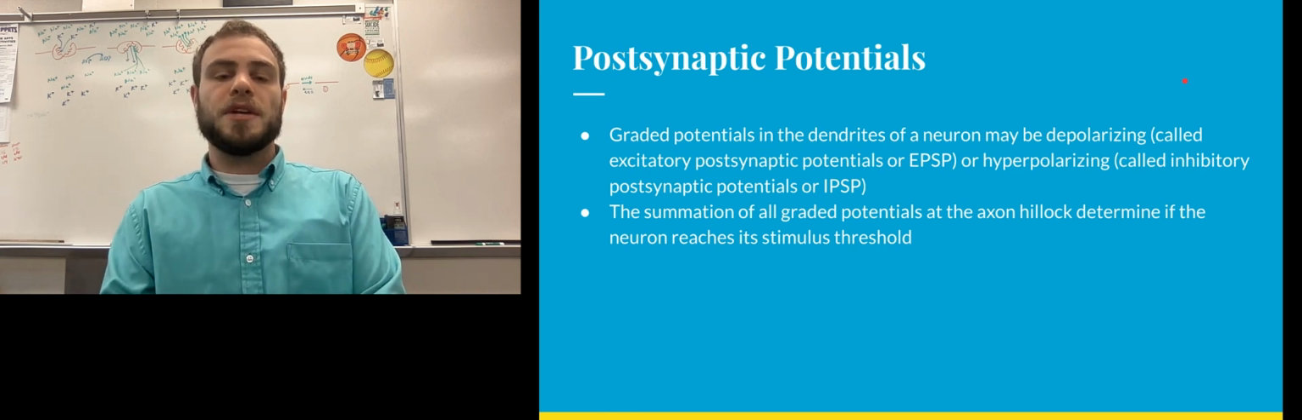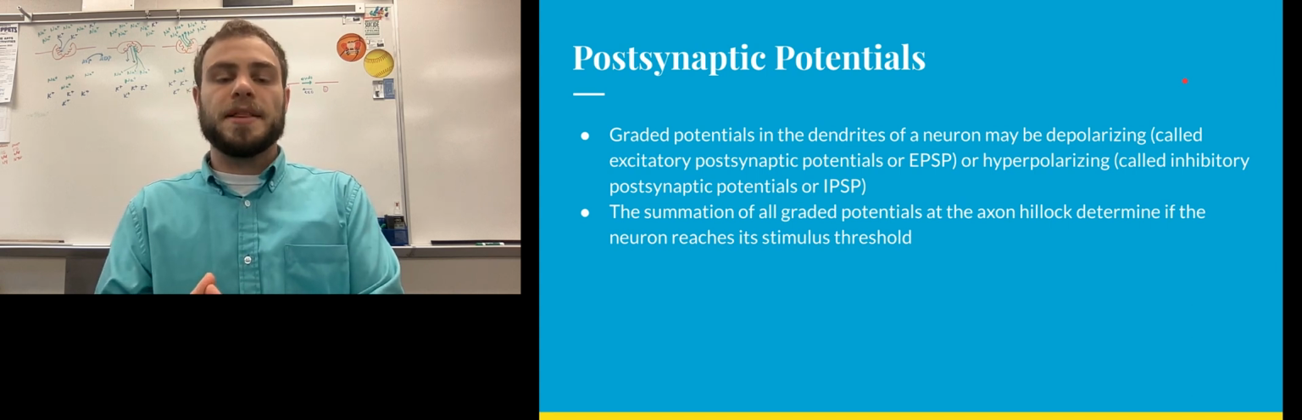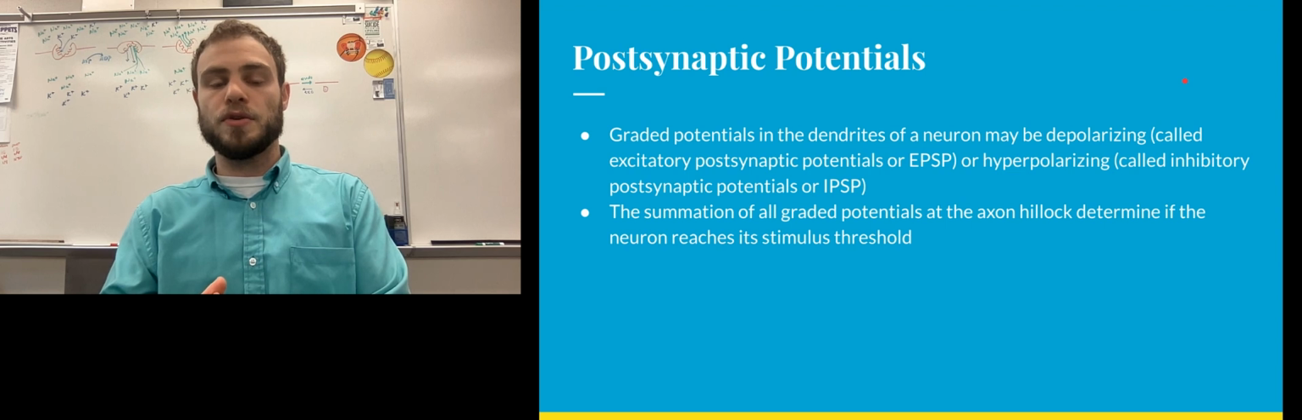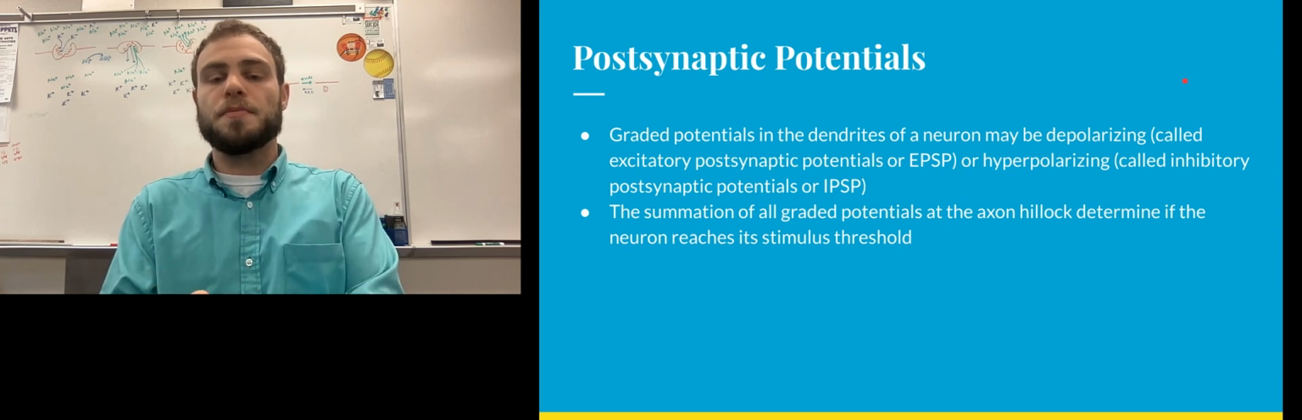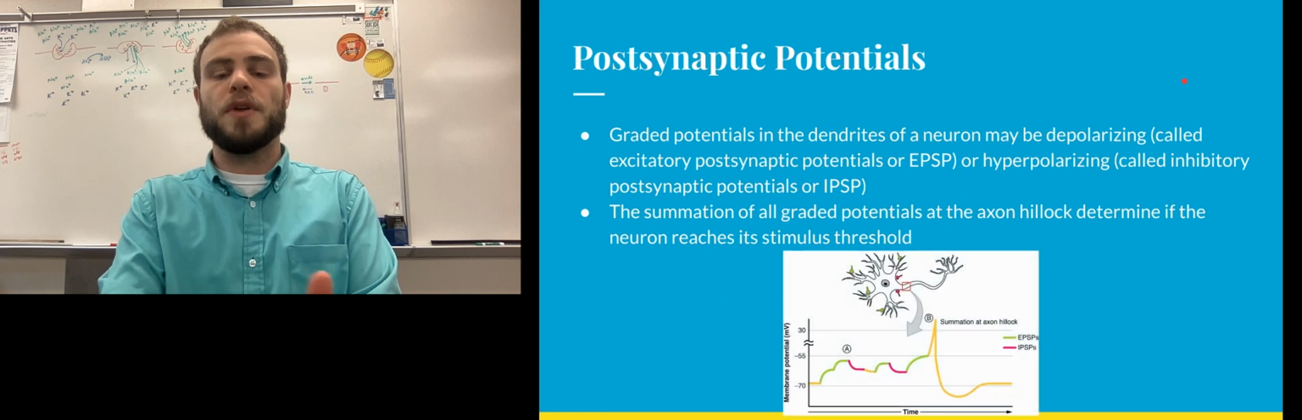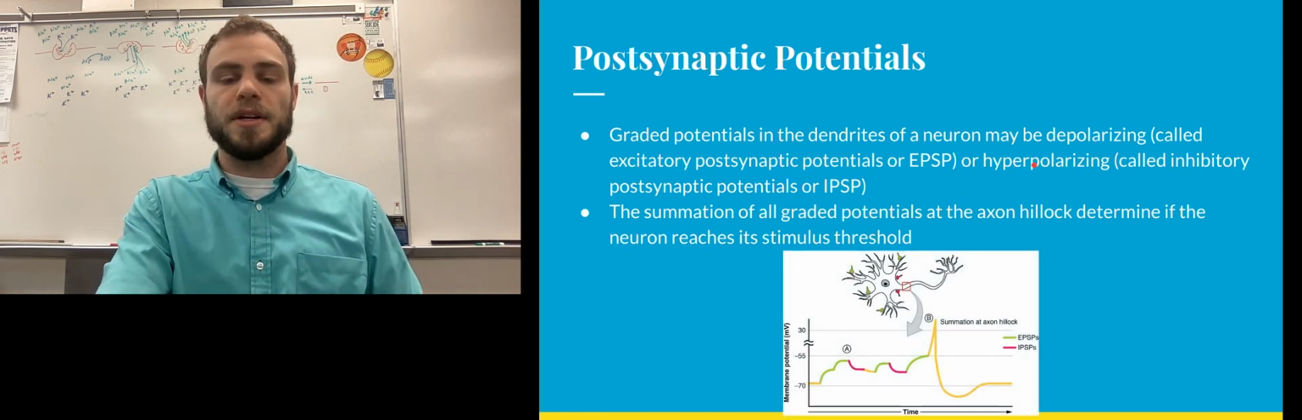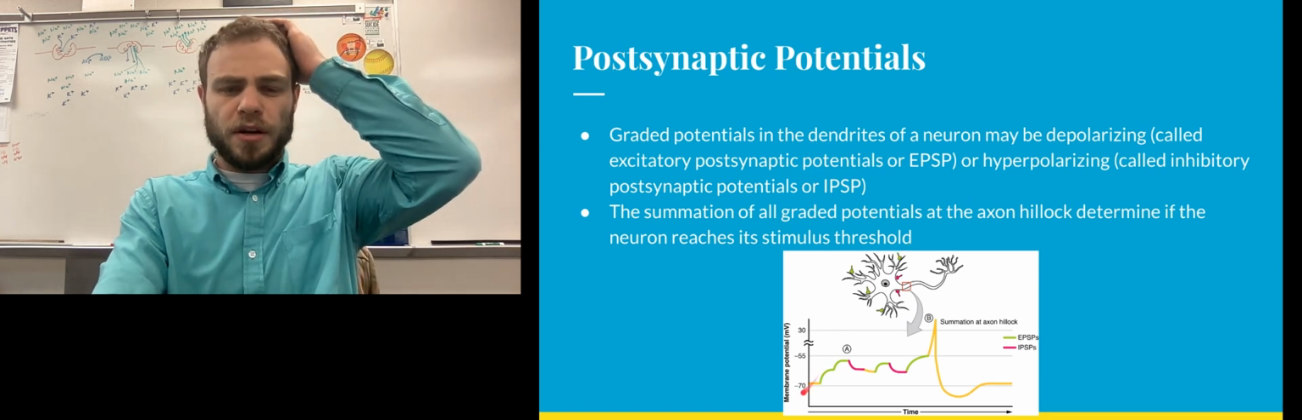And so they're all going to flow through those dendrites to the soma down to the axon hillock. And at that point, they all kind of come together, and you sum up all of your depolarizing and hyperpolarizing to determine if you reach the threshold and if that message is going to continue on down.